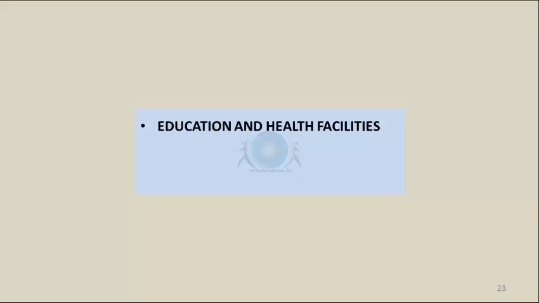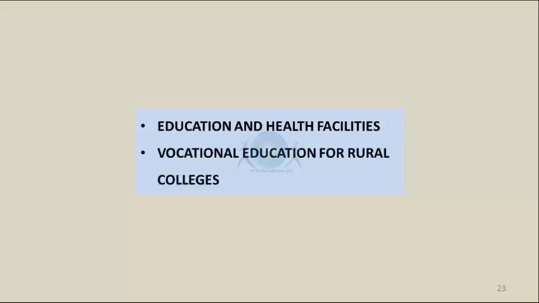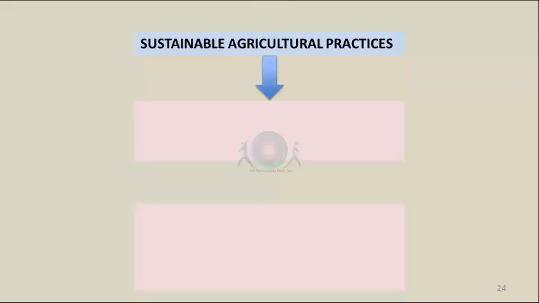Besides, vocational education will have to be added to the curriculum, so that it gives practical exposure to the students from the rural areas to get their livelihood. Another important strategy will have to be in the areas of agricultural productivity. This will be a key factor in deterring the migration process.